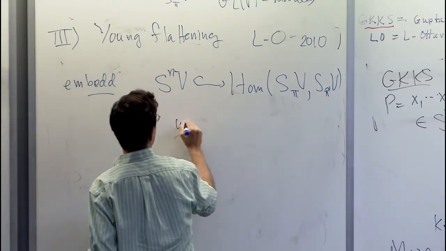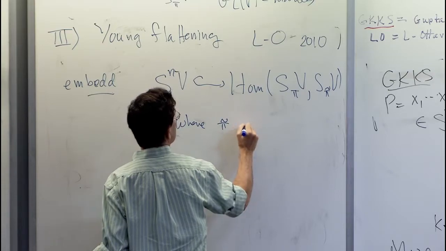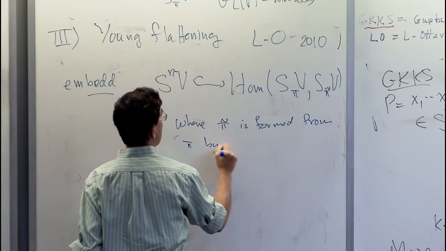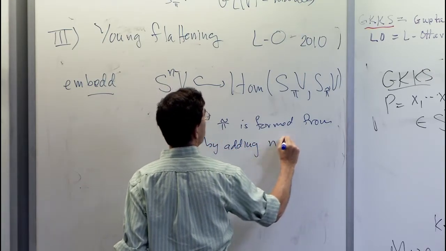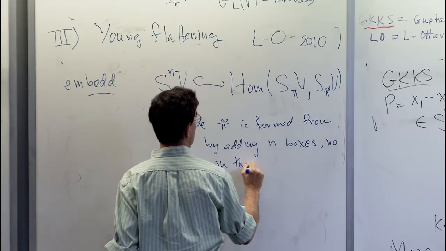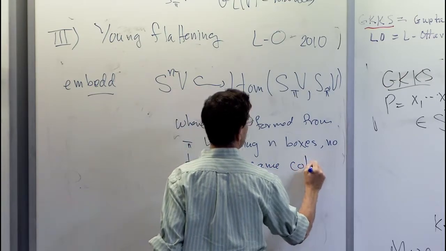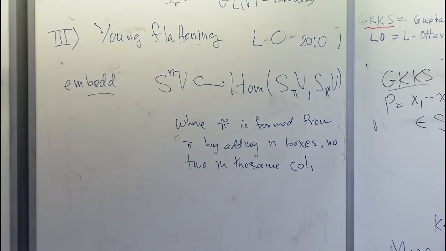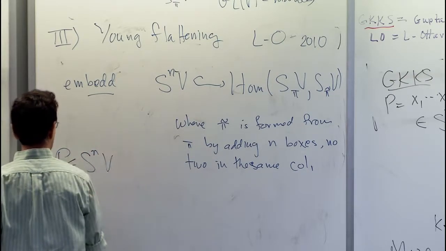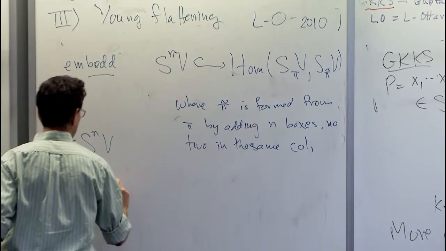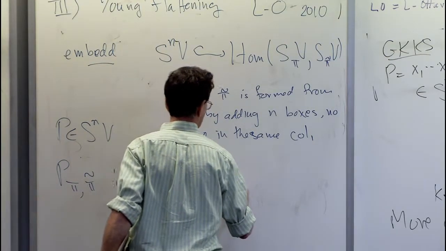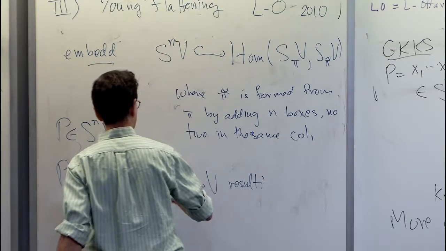This will work where pi tilde is formed from pi by adding n boxes, no, 2, in the same column. This is the Pieri rule that tells you that this is sort of all the possible things. So given a polynomial, let p_pi tilde be the resulting linear map. Oh, dual there.